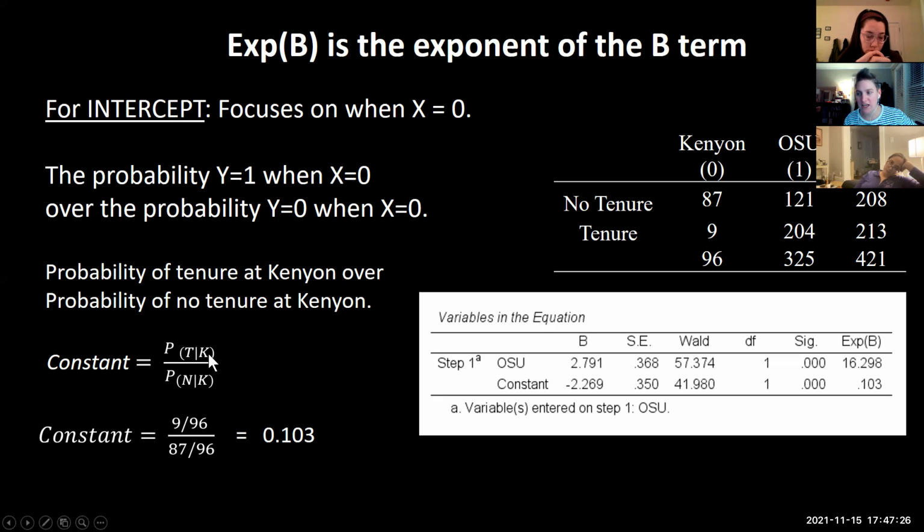Probability of t given k. I call that k for Kenyon College. Probability of not having tenure given that you're at Kenyon College. So we can solve that, and that gives us 0.103. And we get that right from this contingency table. The probability of having tenure given Kenyon College is tenure Kenyon College 9.